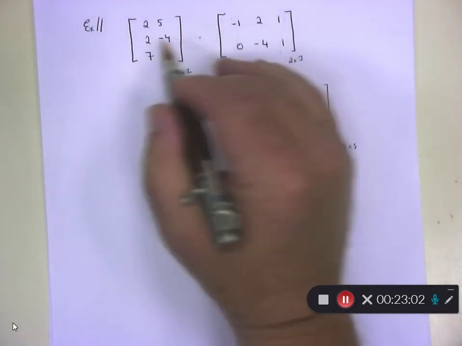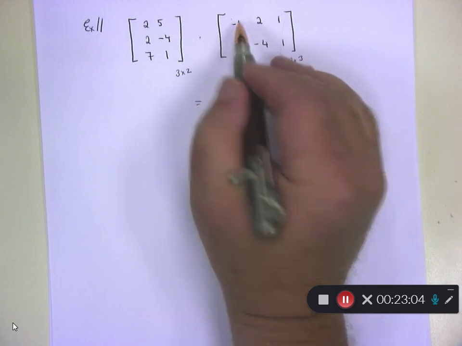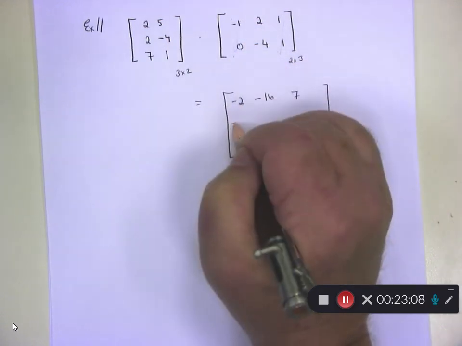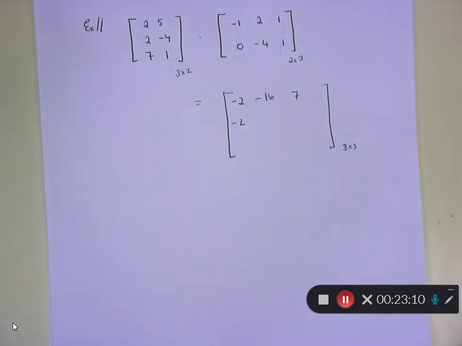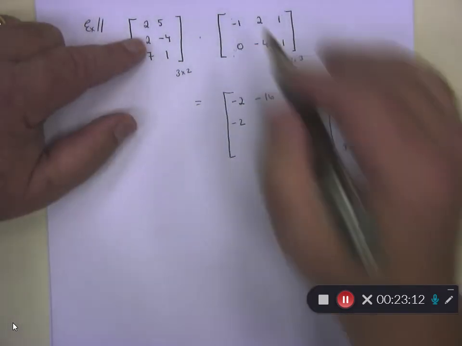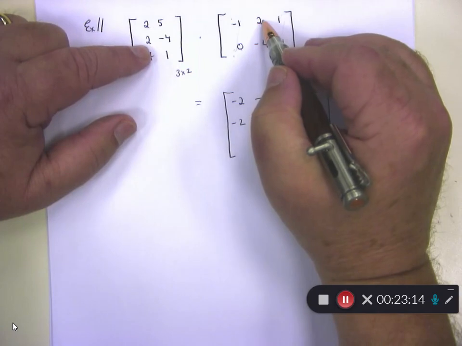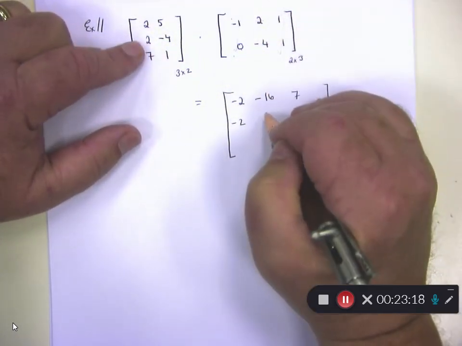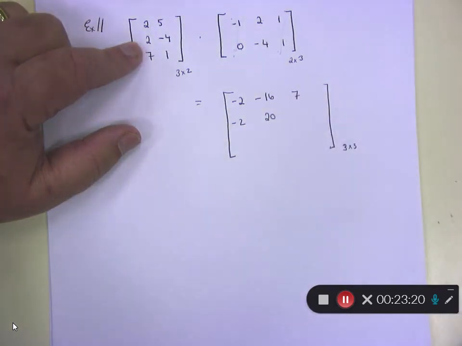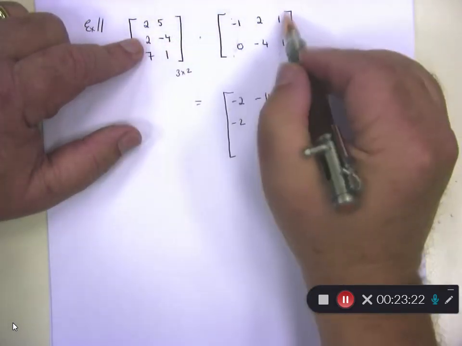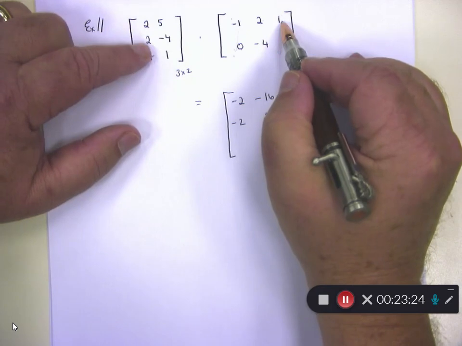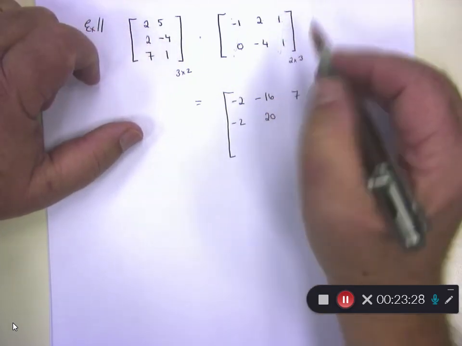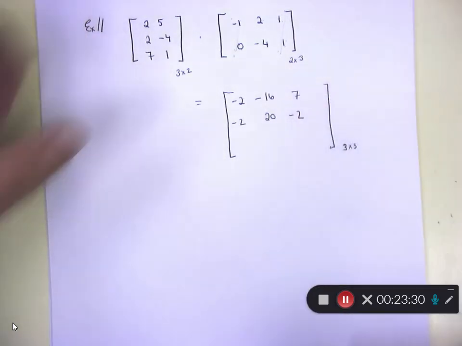Second row, first column position. 2 times negative 1 is negative 2. 4 times 0 is 0. Negative 2 plus 0 is negative 2. Second row, second column position. 2 times 2 is 4. Negative 4 times negative 4 is 16. 4 plus 16 is 20. Second row, third column position. 2 times 1 is 2. Negative 4 times 1 is negative 4. 2 plus negative 4, 2 minus 4, is negative 2.